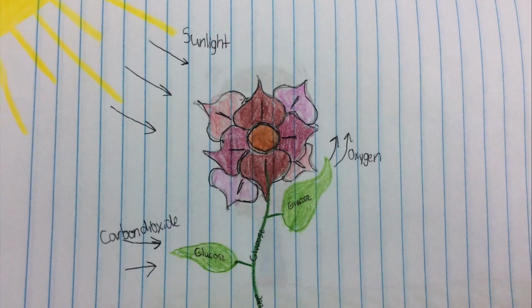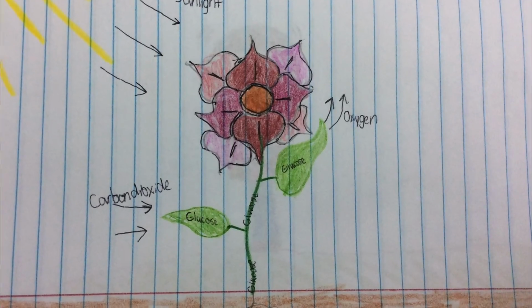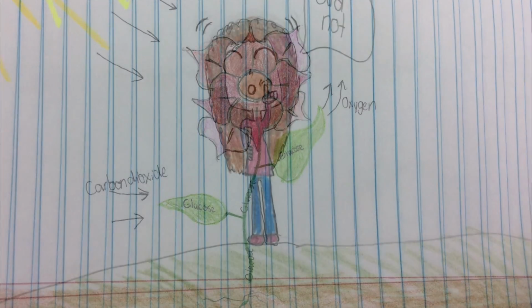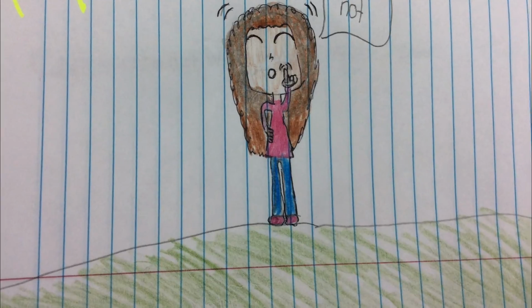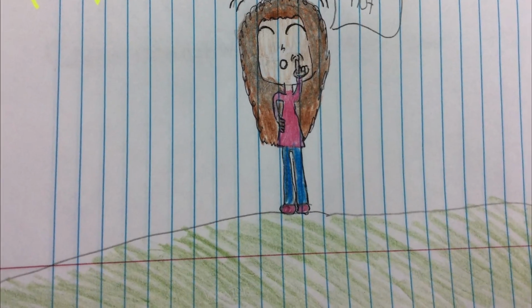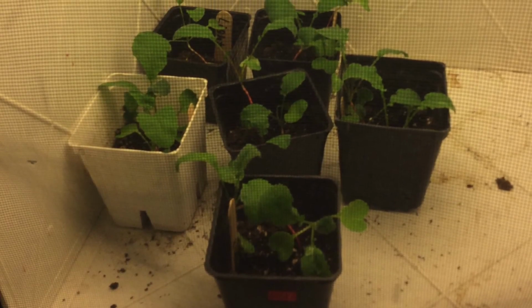The reason for this is because during photosynthesis, plants need light to create glucose for the plant to be able to keep growing. Our results did not support our hypothesis. The plants in the light box didn't grow the fastest, but they sure were the healthiest.